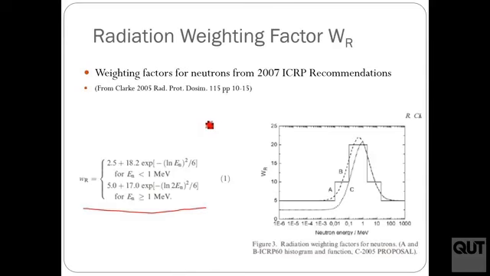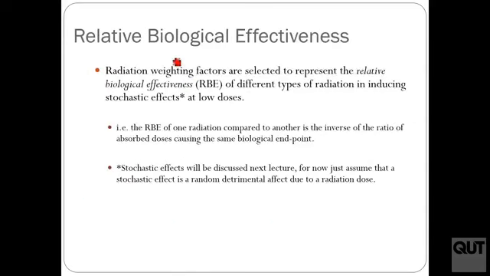Rather unpleasant to try and work out. The relative biological effectiveness, so the radiation weighting factors are selected to represent the relative biological effectiveness of different types of radiation in producing stochastic effects. Stochastic effects, we'll cover those in later lectures, but basically a stochastic effect is a random effect. So it might be, for example, the induction of cancer later on, so that's considered a stochastic effect. But we'll cover that in later lectures.